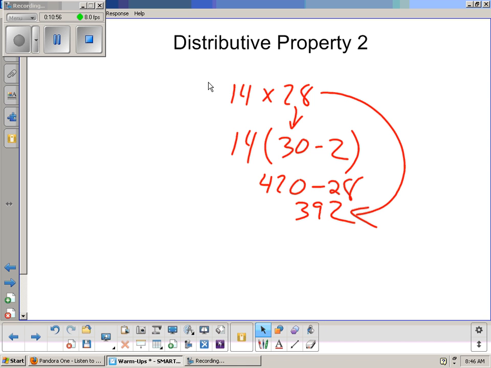So this is again a way that you can use the distributive property to solve more complex multiplication problems. Multiplication problems that, you know, historically you'd have pulled out the lattice way or something like that to solve.